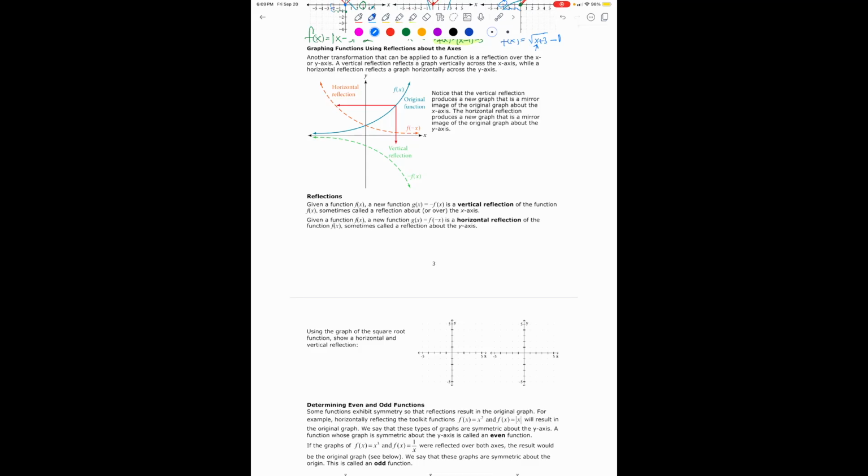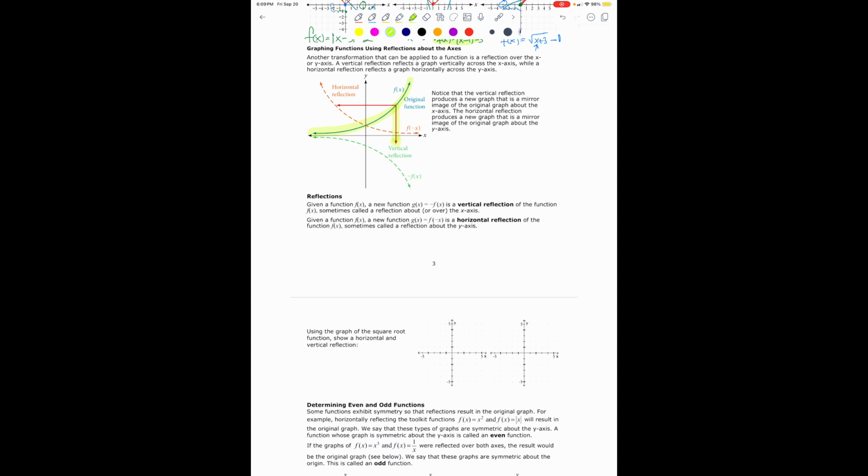Section 3.5, graphing functions using reflections about the axes. Another transformation that can be applied to a function is a reflection over the x-axis or the y-axis. A vertical reflection, this reflection right here, let's say we have this graph right here.